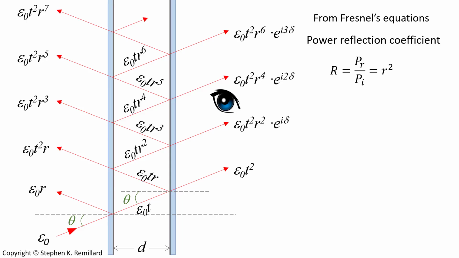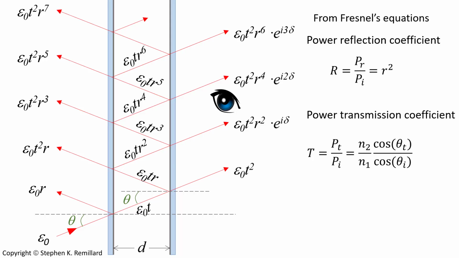Let's also clear up the meaning of these voltage transmission and reflection coefficients. R is the voltage reflection coefficient, and square it, you have the power reflection coefficient. So R squared is the ratio of power reflected over the incident power, and for transmission, big T is the power transmission coefficient. It's a ratio of transmitted to incident power, and it's the ratio of indices on either side of the interface times the ratio of the refraction angles.